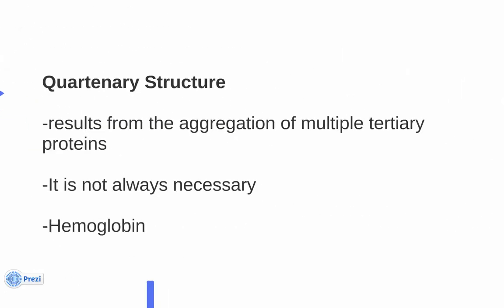Quaternary structure is the three-dimensional structure of a multi-subunit protein and how the subunits fit together, such as hemoglobin, which has four subunits, two alpha and two beta chains.